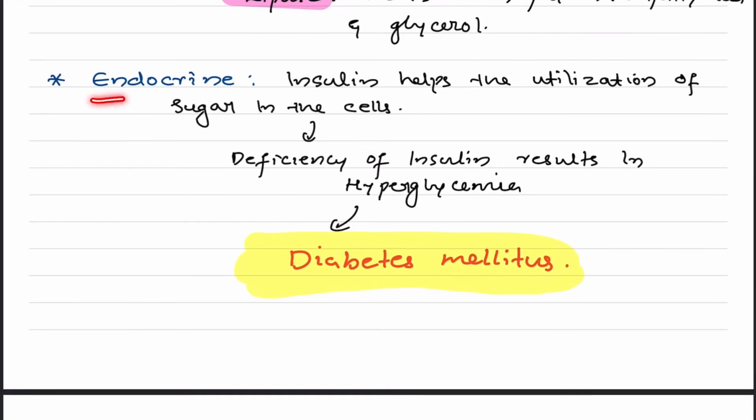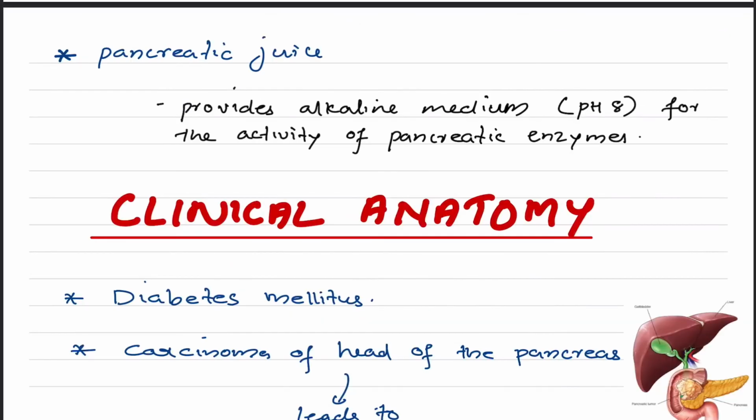Next we have the endocrine part. Insulin is synthesized by the pancreas, which helps the utilization of sugar in the cells. So the pancreas helps to maintain the blood sugar level. The deficiency of insulin may result in hyperglycemia, which is called diabetes mellitus. The pancreatic juice also provides an alkaline medium for the activity of pancreatic enzymes.